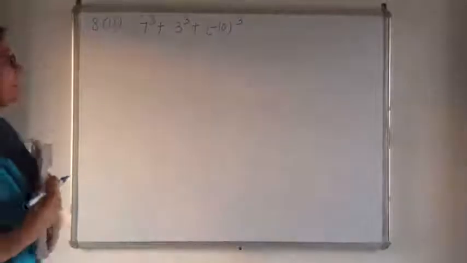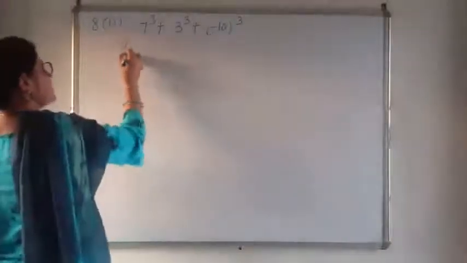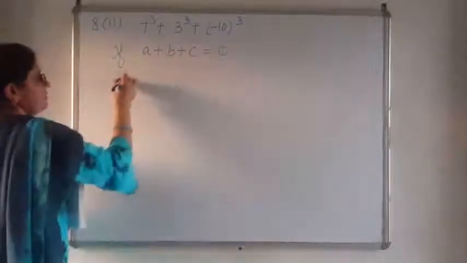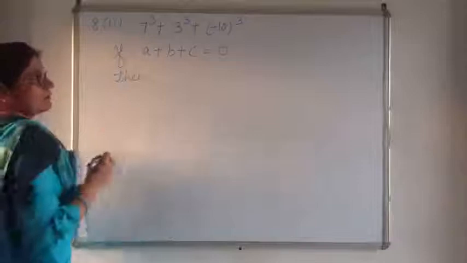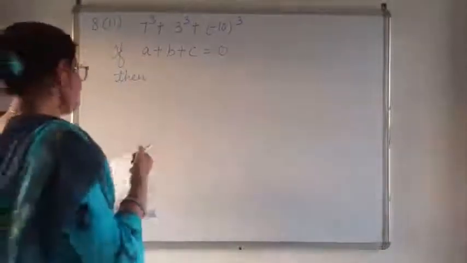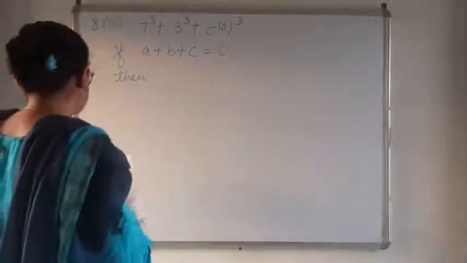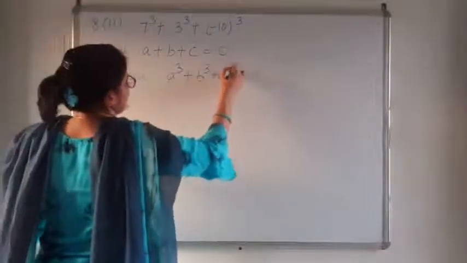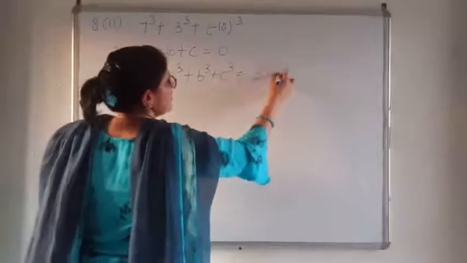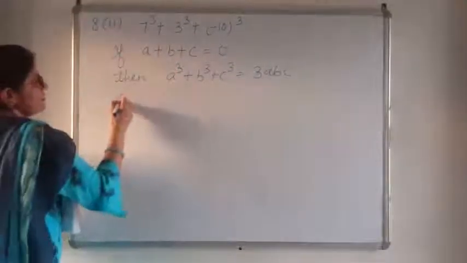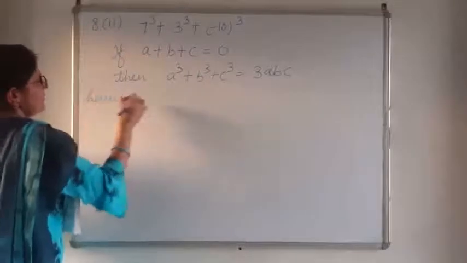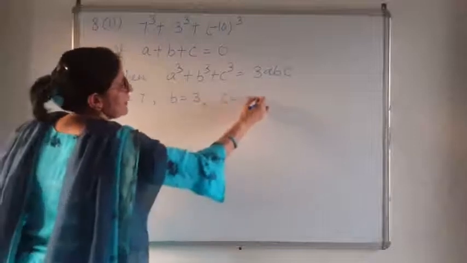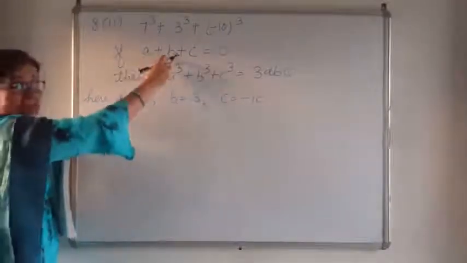There is one identity: if the sum of 3 terms equals 0, then we have to follow this identity. If the sum of 3 terms is 0, then the sum of their cubes will be equal to 3 times their product. So here a is 7, b is 3, c is given as minus 10. We follow the same identity, add them.